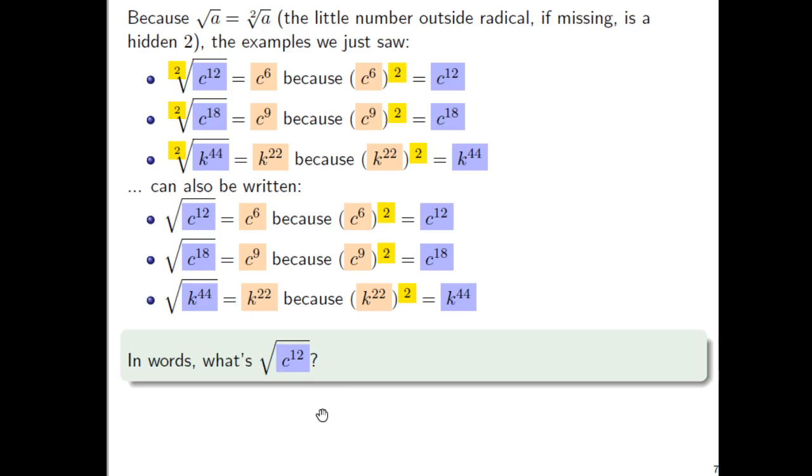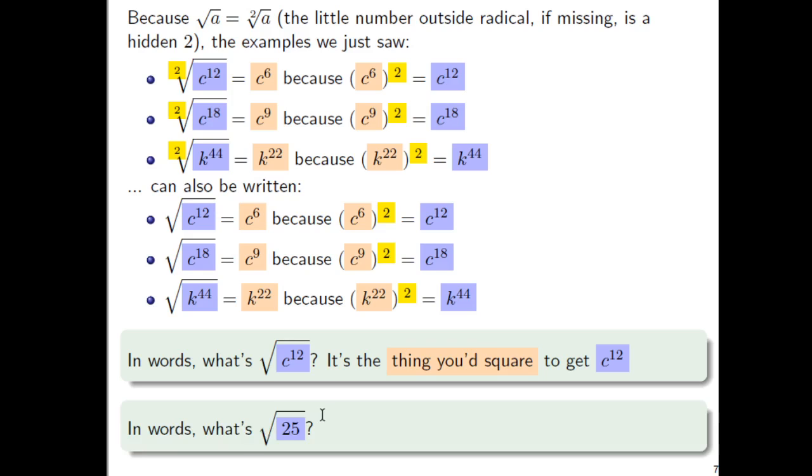So let's think about what root c to the 12th really is. If we put some words to it, it's the thing that you square to get c to the 12th. In the same way, what's root 25? It's the thing that you square in order to get 25. Now we happen to know that the thing you square to get 25 happens to be a 5. In the case of just what's in the box above, the thing you'd square in order to get c to the 12th would be c to the 6th. That's what's shown here with c to the 6th quantity to the second power equals c to the 12th.